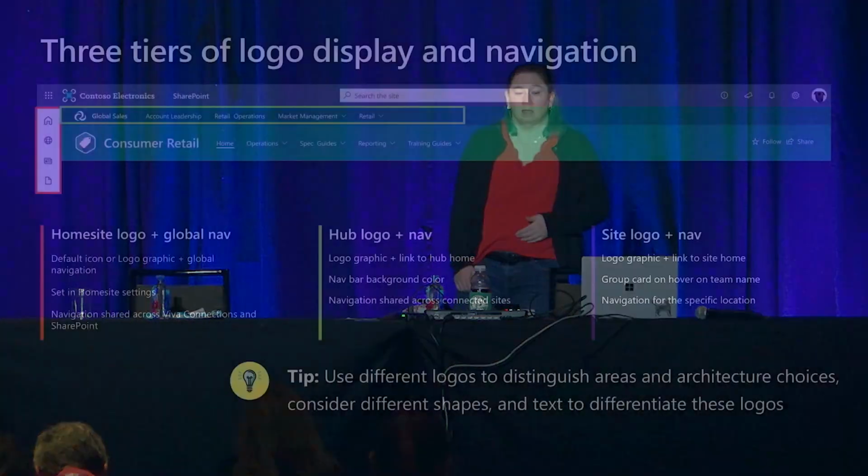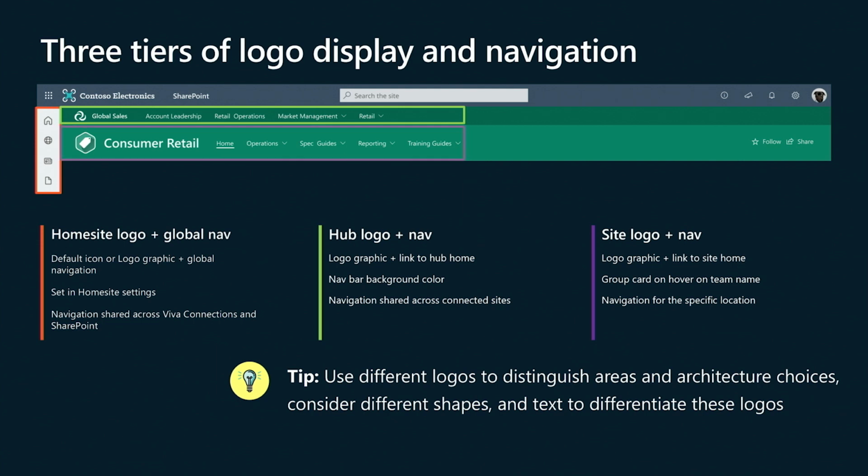And then that third level down is that local one. That is the site logo and the site navigation. That is how people are going to interact with that content within that site itself. So you've got all three levels there, whether it's global, hub, or site, that you can use branding for. You can customize those, and we like to give people a tip: use different logos for each of these because it really helps to differentiate across.